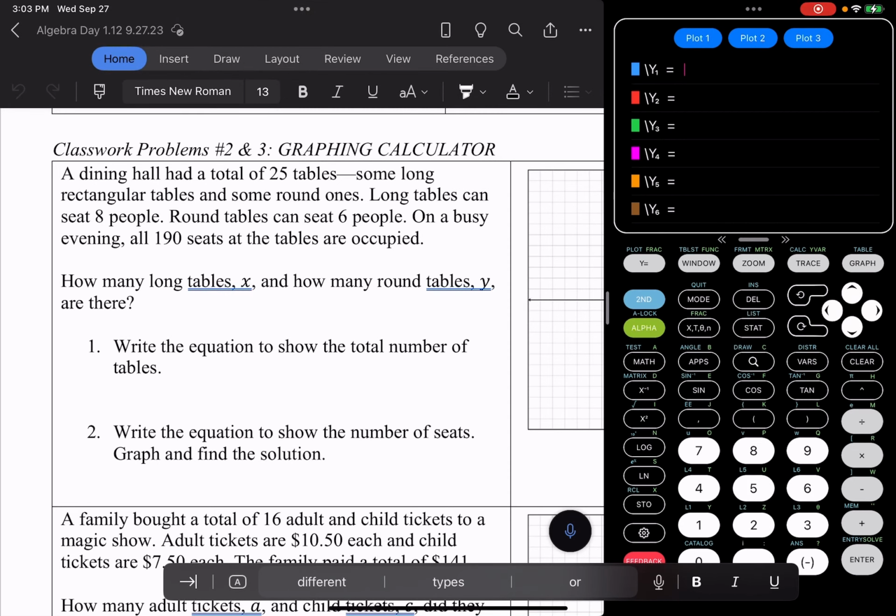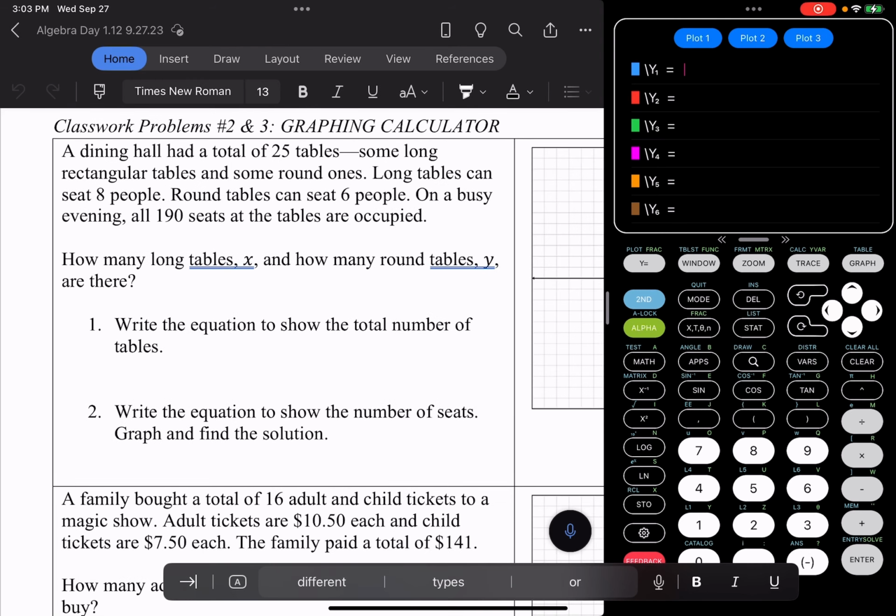Everyone, welcome to homework video 1.12. I'm going to start with going over the classwork problems and reviewing how to use your graphing calculator, and then I'll get into the homework.